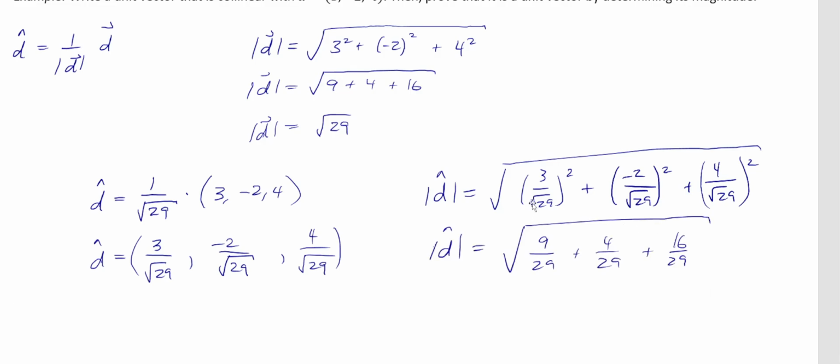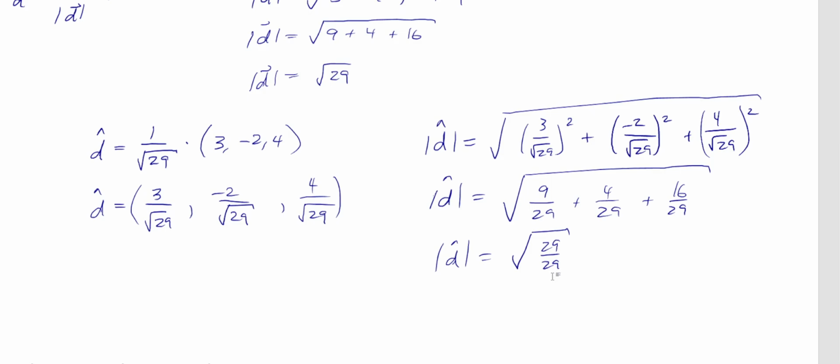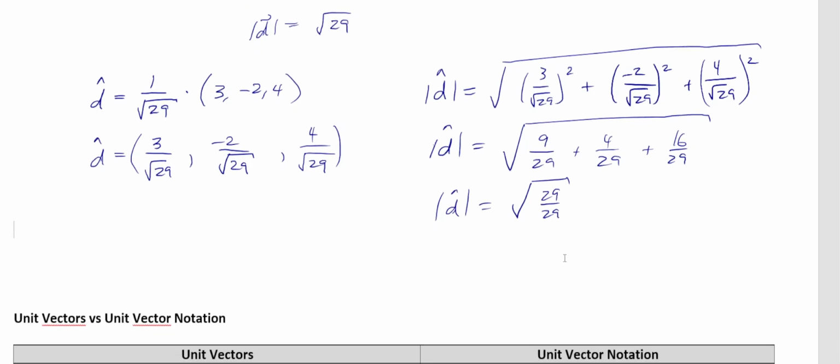Applying all the squares rationalizes all those denominators, so that just becomes 29 and cancels out the square root. Now I've got a rational number. The 3 squared is 9, the negative 2 squared is 4, and the 4 squared is 16. Since they have a common denominator of 29, I can add up the numerators and get 29 over 29, the square root of that. The square root of 1 is just 1. Therefore the magnitude of d cap is 1, and d cap is a unit vector.